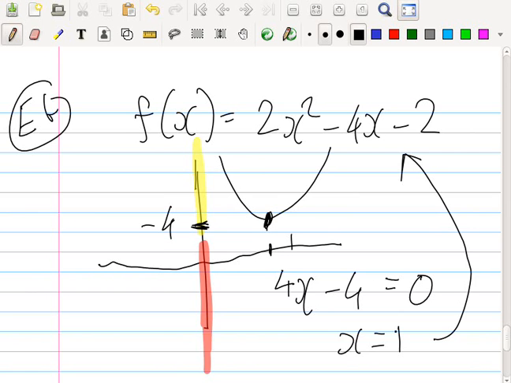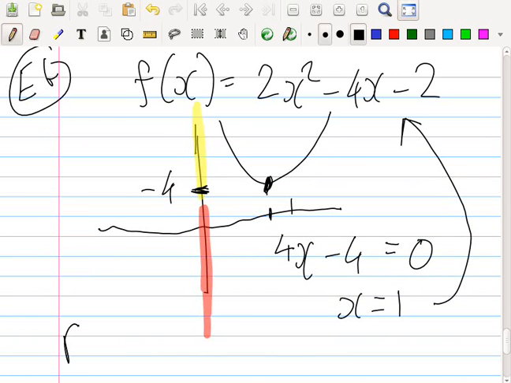Okay? So how would you describe the range here? The range equals minus 4 to infinity. Starts at minus 4 and goes up to infinity. You can't make anything below that. The graph doesn't go down that far. Okay, write that down, please. That should be a square bracket in the answer here.